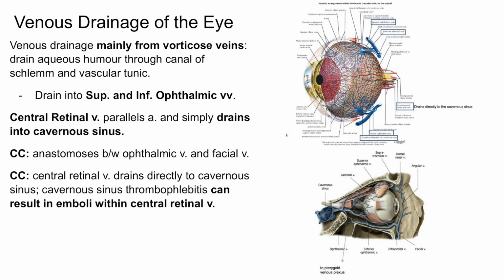These veins drain into the superior and inferior ophthalmic veins, which then carry blood back toward the cavernous sinus or pterygoid venous plexus. In contrast, the central retinal vein follows that same general pattern as the central retinal artery, but inverse. So traveling within the optic nerve, cranial nerve 2, and draining directly into the cavernous sinus. This is a high-yield distinction because it creates a direct connection between the retina and the intracranial venous structures.